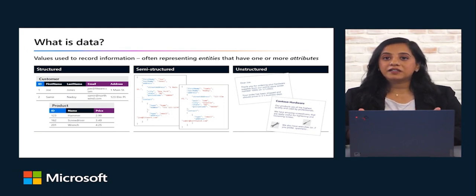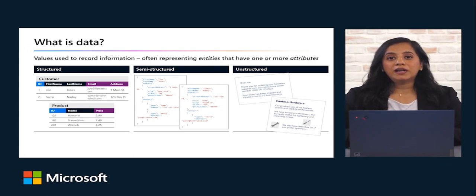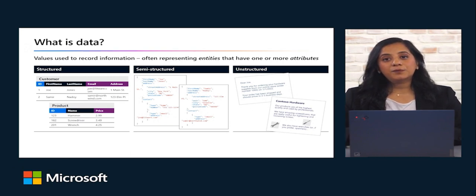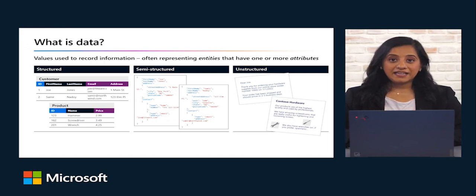Now, in a list of customers, a customer might have a name, address, a phone number, an email address, and so on. These are all the attributes of that customer. So there are 2 terms here. We are recording information in terms of entities that can have one or more attributes. Okay? Now you know what data is.